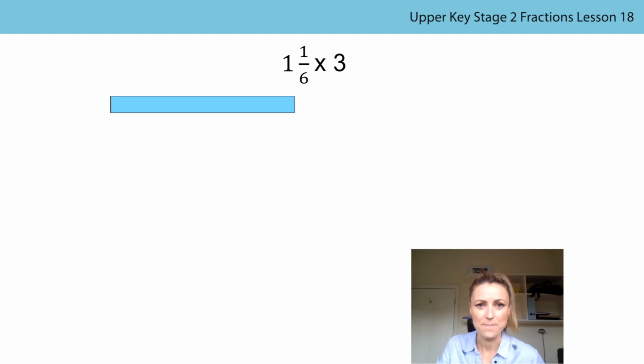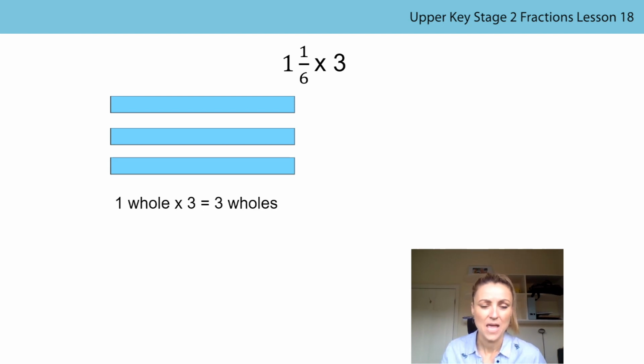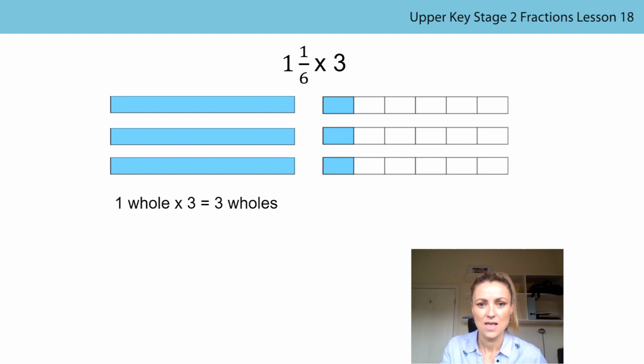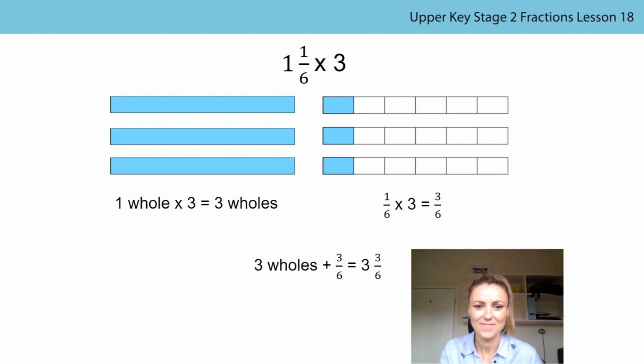Here is an area to represent 1 whole and I'm going to multiply that by 3. 1 whole multiplied by 3 is equal to 3 wholes, and then over here I've got my 1/6 of an apple represented in this model and I'm going to multiply this 1/6 by 3. There we go. 1/6 multiplied by 3 is equal to 3/6. 3 wholes add 3/6 is equal to 3 and 3/6. So once we have multiplied the wholes and multiplied the fractional parts, we need to add those together. Well done.